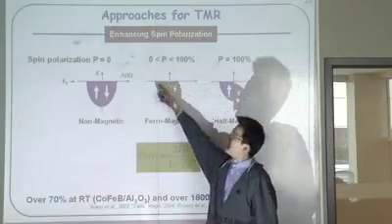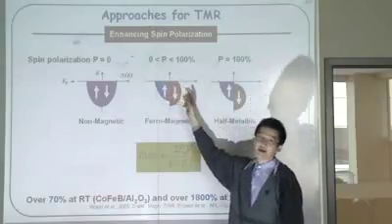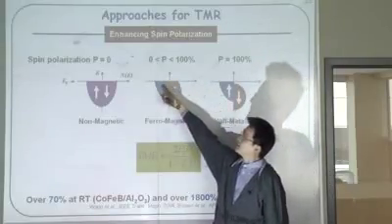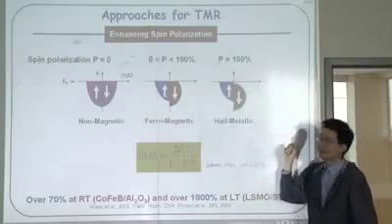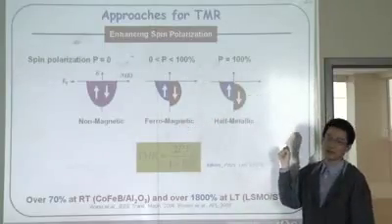Now if we take a look at the density of electrons at the Fermi level, we see these two channels are imbalanced. We have more up electrons than down electrons. The system is now called ferromagnetic. It has a finite spin polarization.